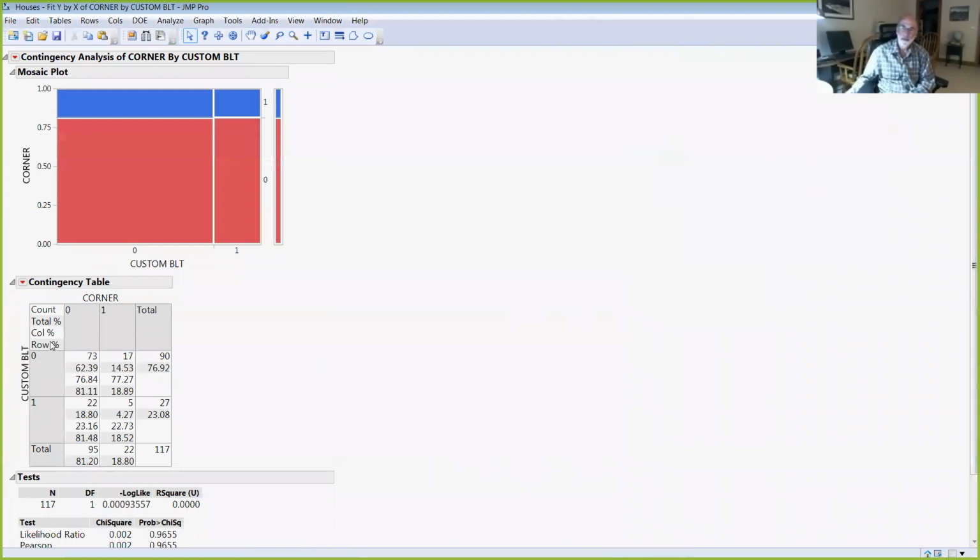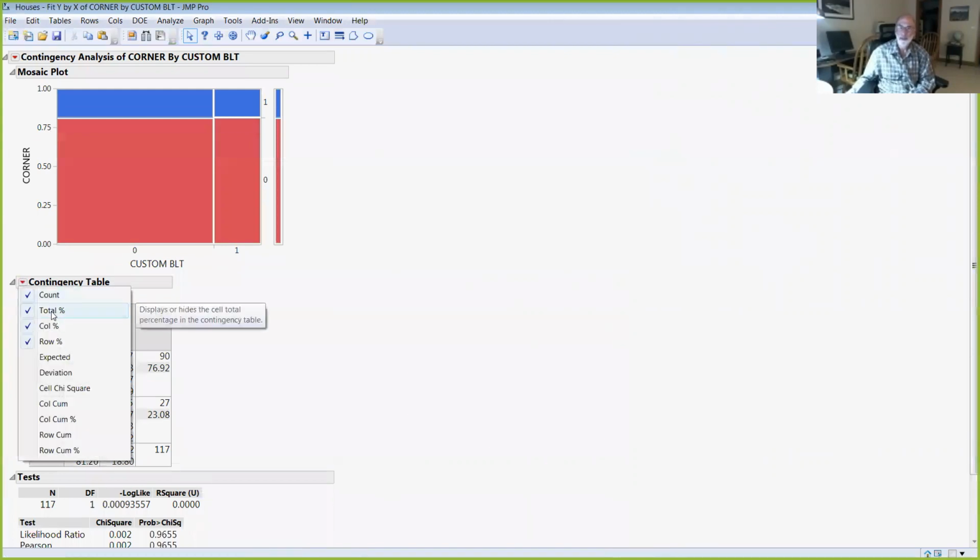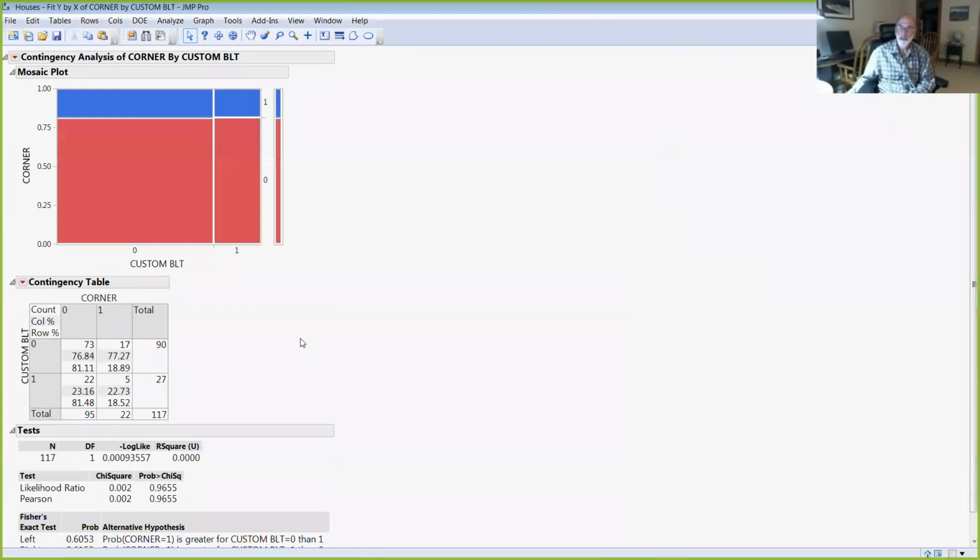Contingency table by default gives you a bunch of numbers in the table. It gives you the count, how many houses are in each of the 4 cells. It gives you the percent of the total 117 houses that are in each of the cells. I can tell you that total percent is never what you want, so I would get it out of the picture, uncheck it. And if you set this up right, it's almost always the row percents you want. So you want to know of the custom-built homes, what percent are on the corner, what percent are not. Or you could look at it from the point of view of the corner homes, what percent are custom built and what percent are not.